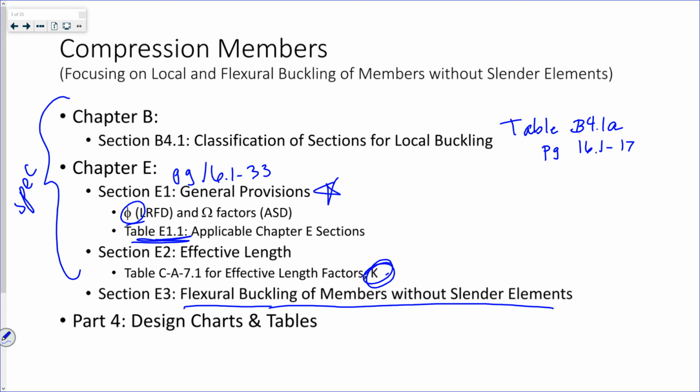For the design charts and tables this time, look at your little tab that says Column. That's your Part 4, which gives you design tables that are based on the spec. If you have this certain member and I design it certain ways according to the specification, this is my design strength and other information. So Part 4, those are the design tables, just applications of the design equations in the spec.